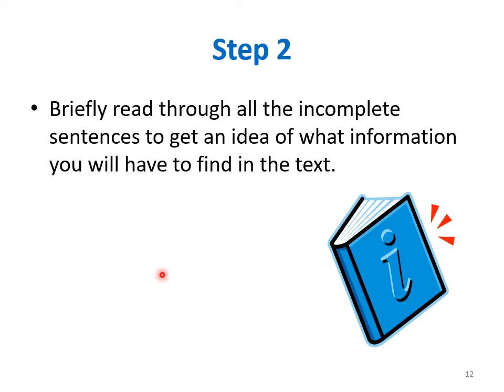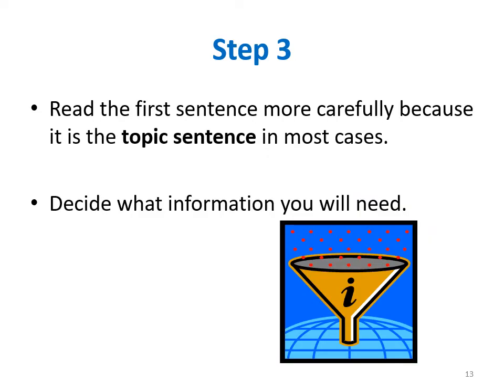Step 2. Briefly read through all the incomplete sentences to get an idea of what information you will have to find in the text. Yes, when you are reading the whole sentence along with the blank space, you get a rough idea, and because you have already read the text, you know where to look for the information. Step 3. Read the first sentence more carefully because it is the topic sentence in most cases. Decide what information you will need.